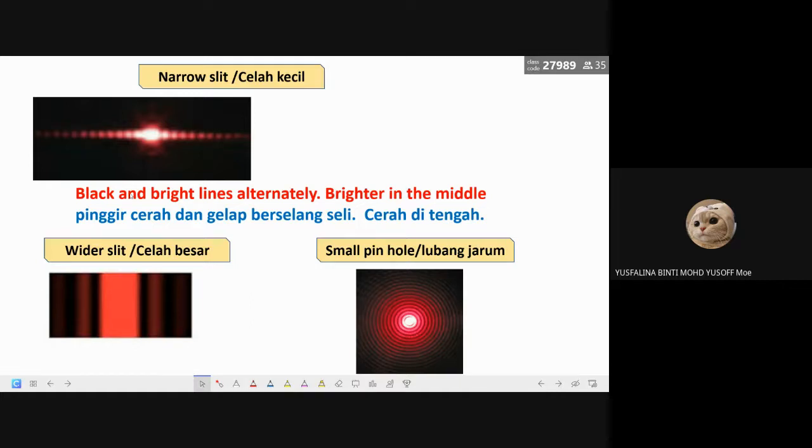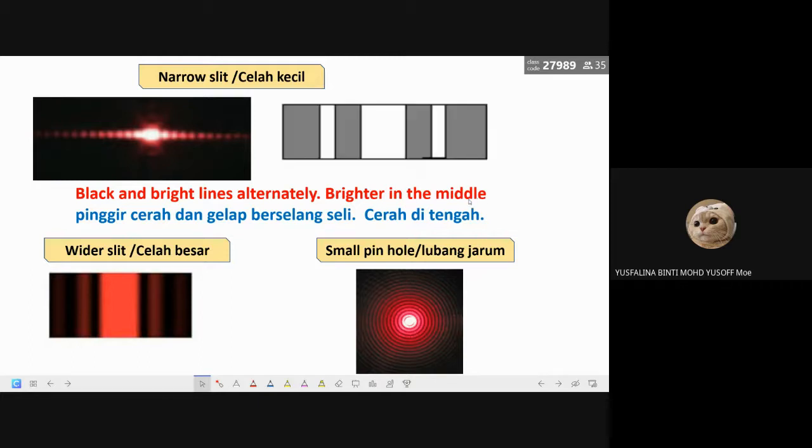Okay, so the black and the bright lines alternately. So brighter in the middle. Okay. So they ask you to draw. So you have to draw, okay, at the middle here, there will be the bright fringes, okay, at the center here.